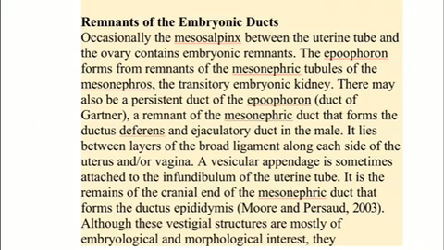Now a word about remnants of the embryonic ducts. Less often you have a mesosalpinx between the uterine tube and the ovary containing embryonic remnants. We call it the epoophoron, which forms from remnants of the mesonephric tubules of the mesonephros. That's the embryonic transitory kidney. Then you could also have the persistent duct of the epoophoron, the duct of Gartner. This is a remnant of the mesonephric duct that forms the ductus deferens and ejaculatory duct in the male. It lies between the layers of the broad ligament along each side of the uterus or the ovary.